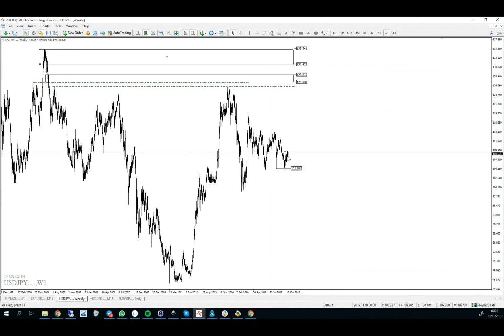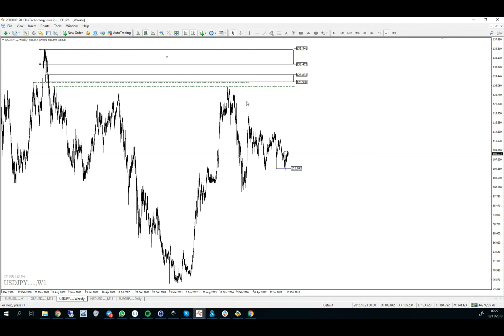Whatever should happen, whether we're pushing higher because this is the main bias for the Japanese yen on the weekly, or if price should go lower to the origin of the main move, price should first visit here. That's the most logical thing that institutionals and big money traders would want to do.